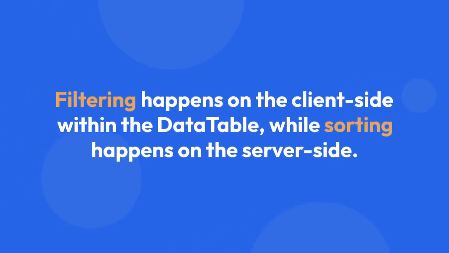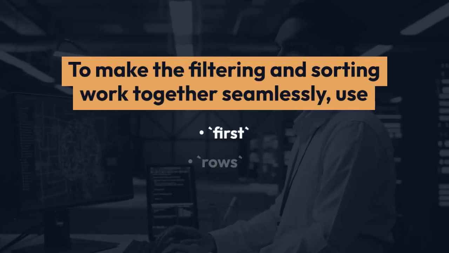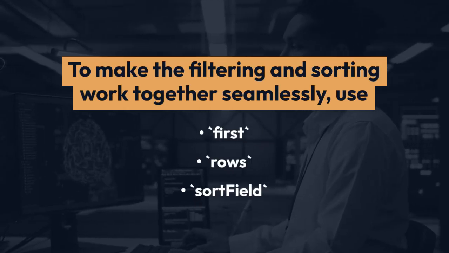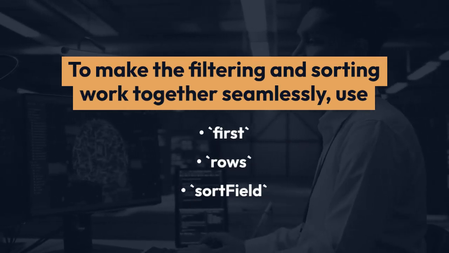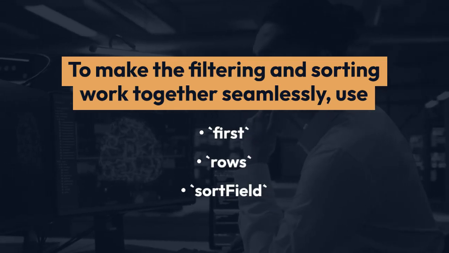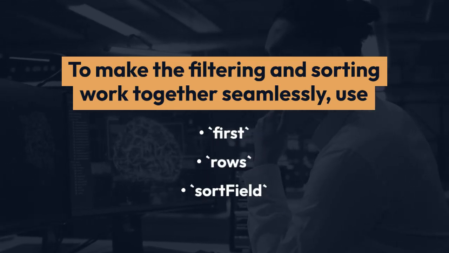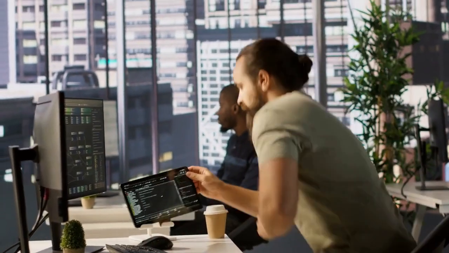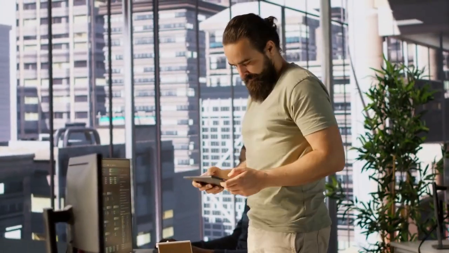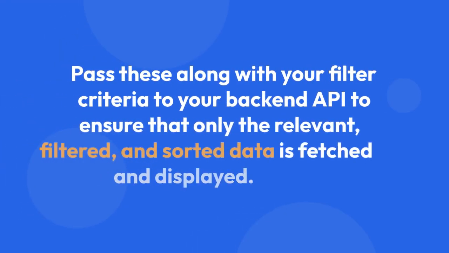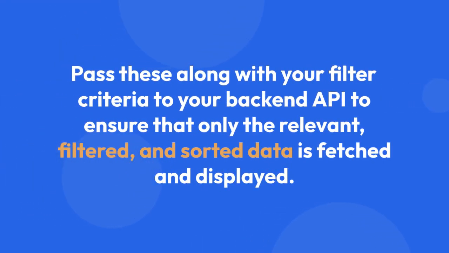5. Remember that the filtering happens on the client side within the DataTable, while sorting happens on the server side. To make the filtering and sorting work together seamlessly, you'll need to use first, rows, sortField, and sortOrder properties in your lazy loading function, loadData. These properties will tell you which page the user is currently viewing, how many rows per page, the field to sort by, and the sort order. Pass these along with your filter criteria to your backend API to ensure that only the relevant, filtered, and sorted data is fetched and displayed.